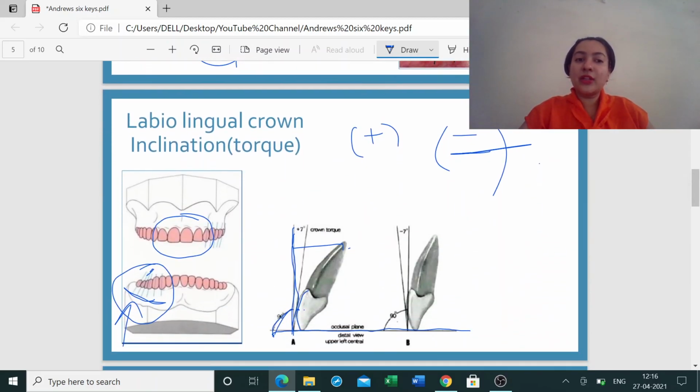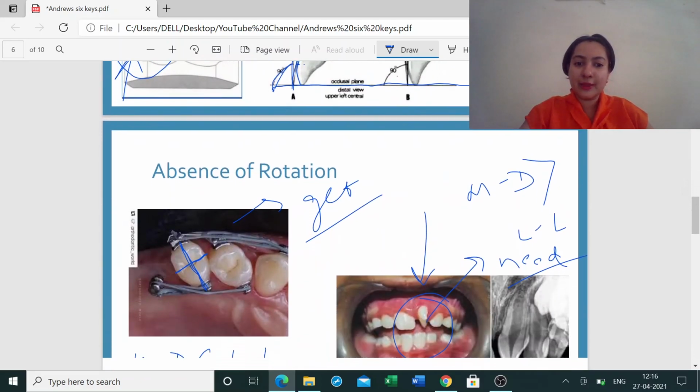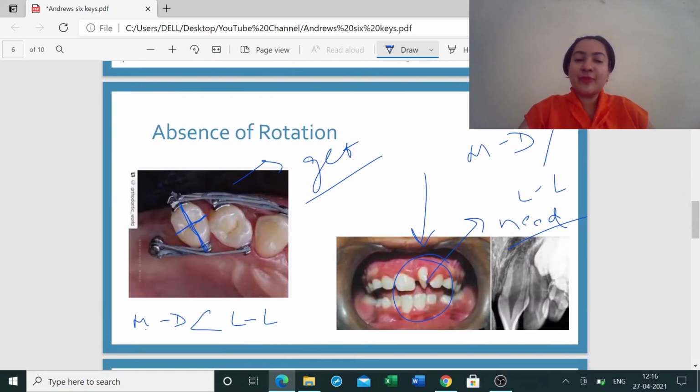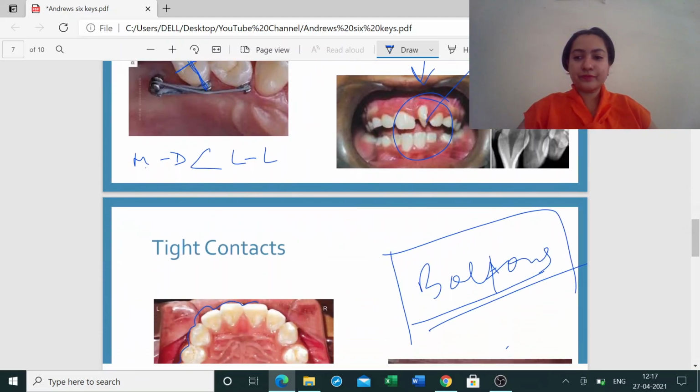Next is labiolingual crown inclination, which is also known as torque. It can be positive or negative depending on whether the crown is labially placed or lingually placed. Next thing he told was absence of rotation. Absence of rotation is important to get good intercuspation. If my anterior tooth is rotated, you need space in the arch, and if my posterior tooth is rotated, we get space in the arch after correction of the rotation.